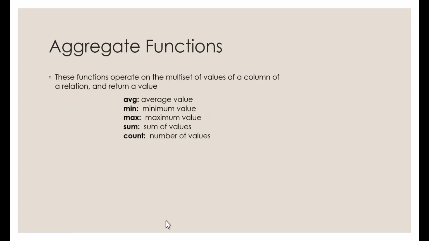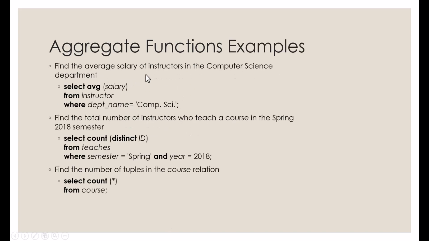We talked about aggregate functions in relational algebra, so it's going to be exactly the same, the 5 functions. You have your average function, the minimum function, maximum function, sum, and then count. Count is counting how many values. The first example is we want to find the average salary of instructors in the computer science department.